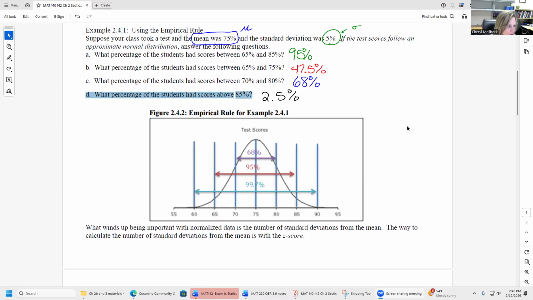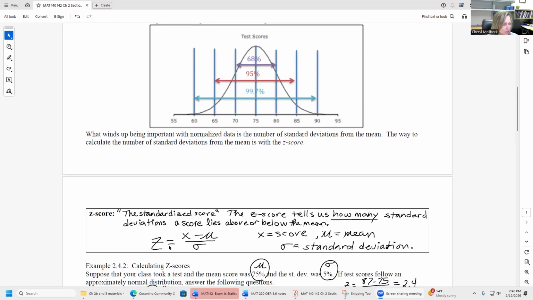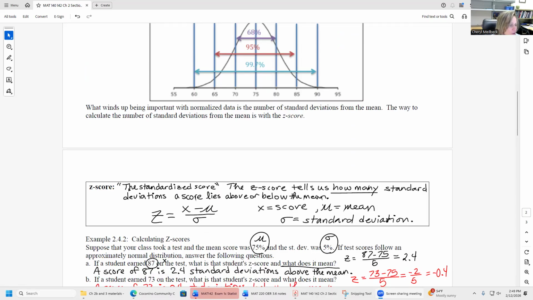Now let's continue on with our notes. What winds up being important with normalized data is the number of standard deviations above or below the mean. The way to calculate the number of standard deviations from the mean is the z-score. So this is already written in. The z-score is sometimes also called the standardized score, and it tells us how many standard deviations a score lies above or below the mean. Our formula for z-score is that the z-score equals x minus mu, or the mean, divided by the standard deviation. So let's get that down, and then we're going to look at the questions from example 2.4.1.